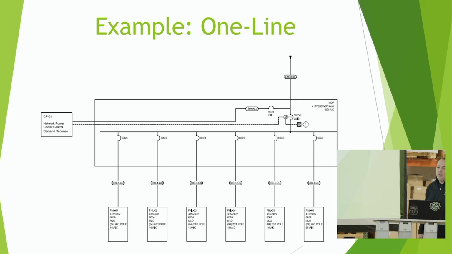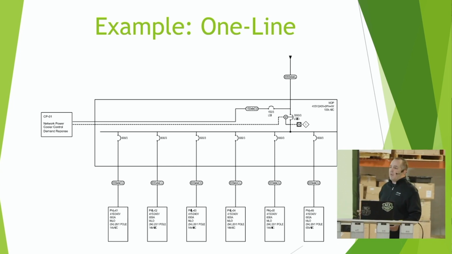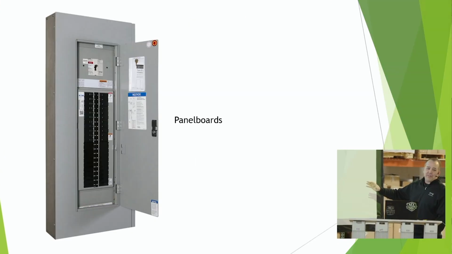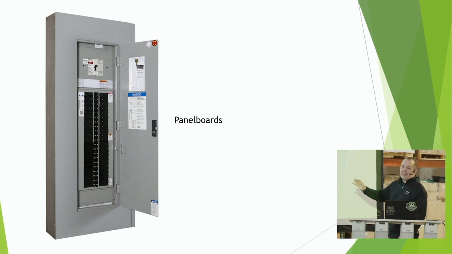Depending on who you need to talk to or what utility you're working with, they might say, can we have a one-line diagram? If anybody ever noticed, everything's painted gray in electrical equipment. Everything. And if you want to have fun sometime, try to order one that's not gray.